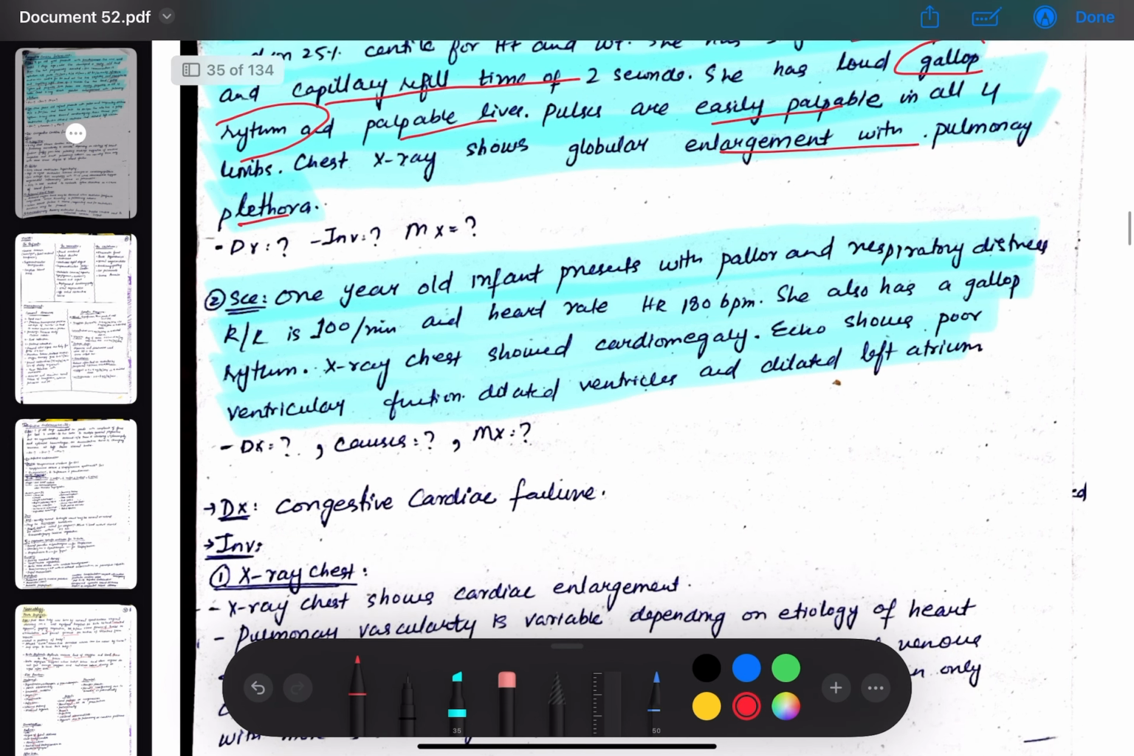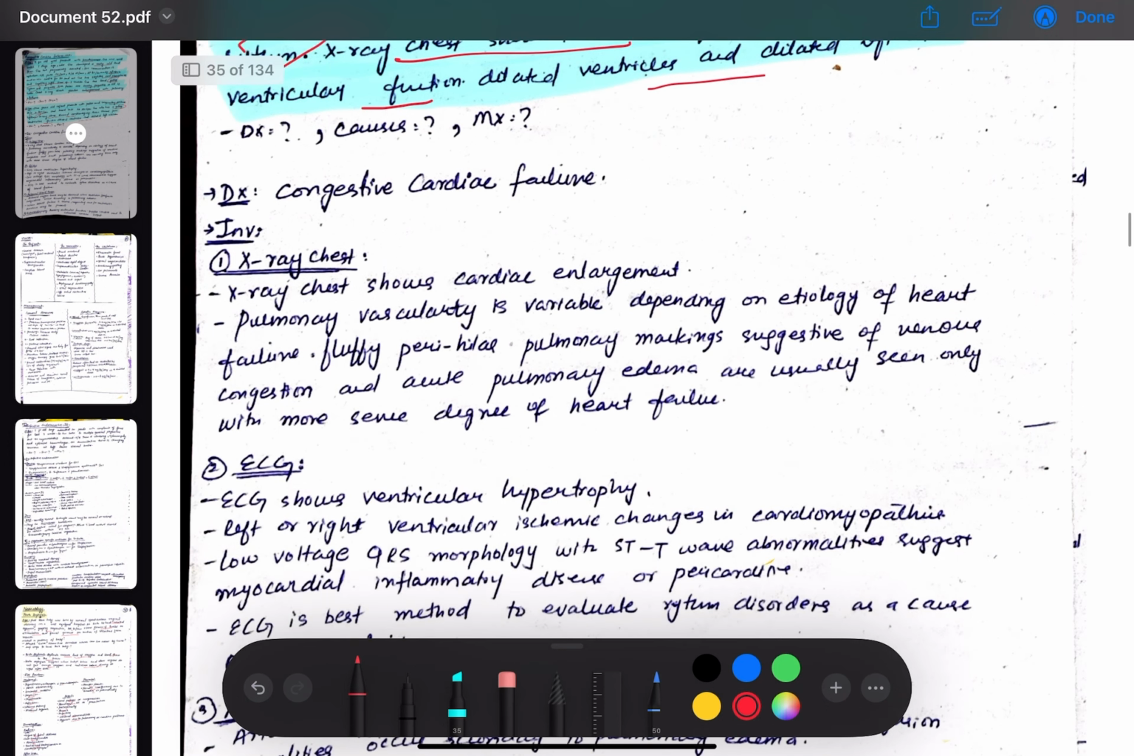In the next scenario, there is respiratory distress. Respiratory rate is 100 and she has a gallop rhythm. X-ray shows cardiomegaly and echo shows poor ventricular function, dilated ventricles, and a dilated left atrium. So the diagnosis is congestive cardiac failure, and the first investigation option is X-ray chest.